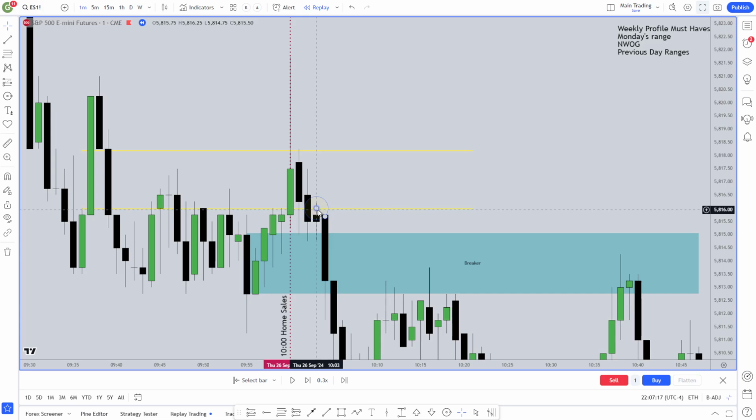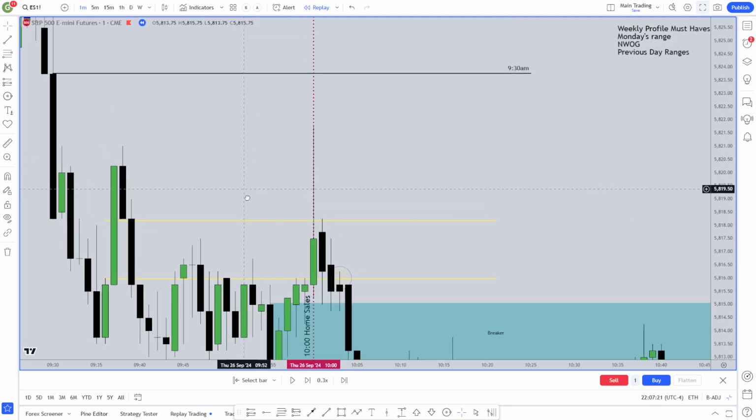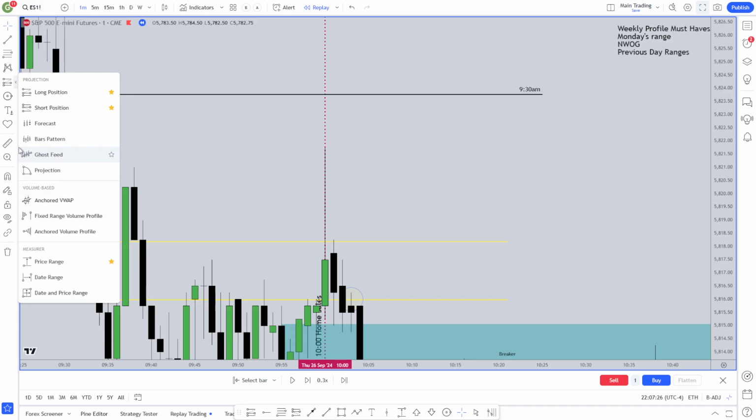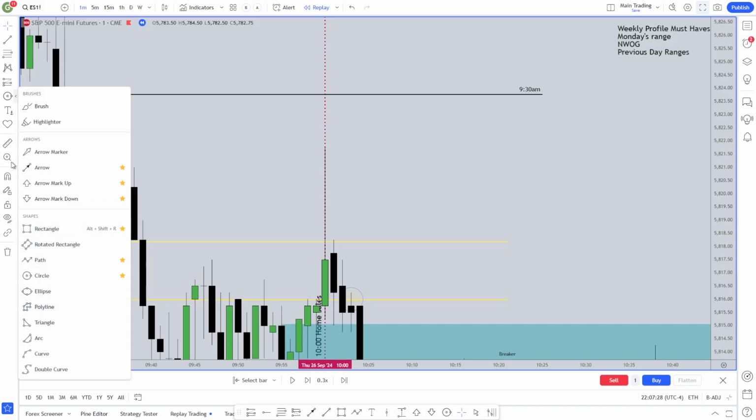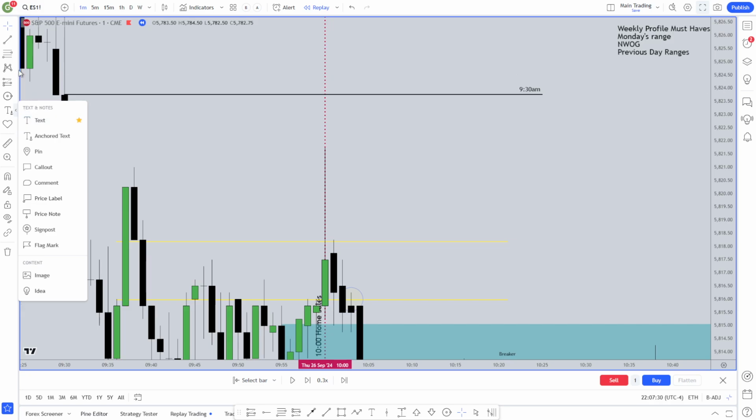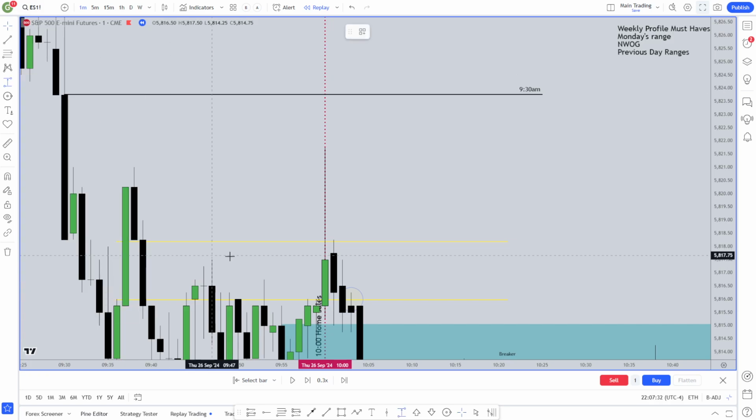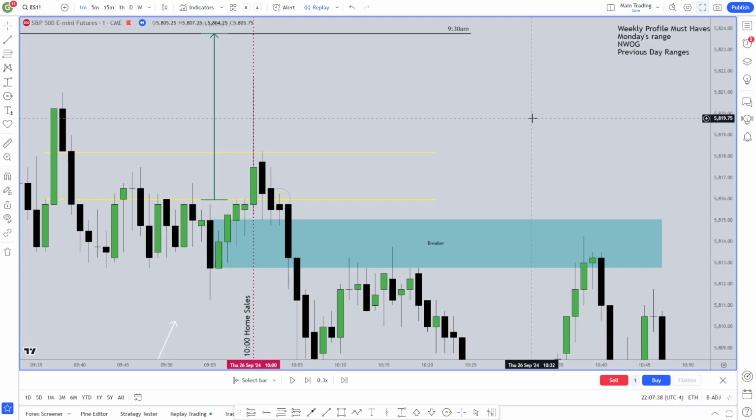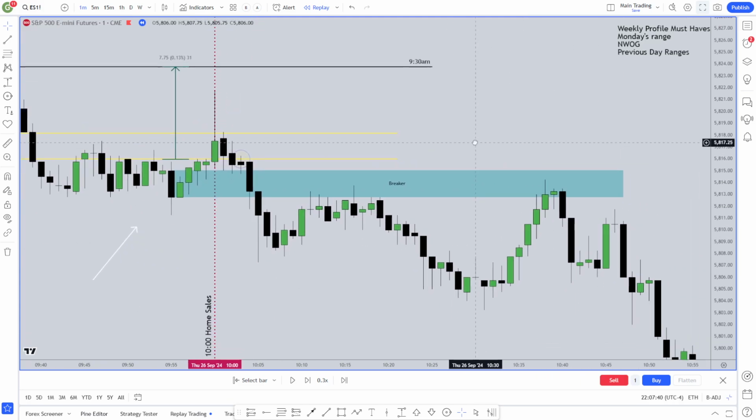And then that sets the stage. So I took this on the first fair value gap, put in my stop above 9:30, which was a slow today. Just about a 7.75 position, and then targeting Monday's high.